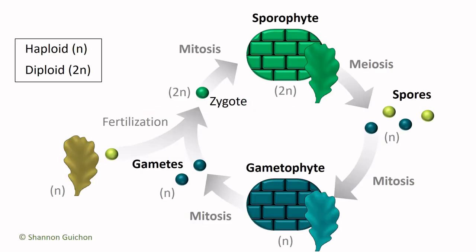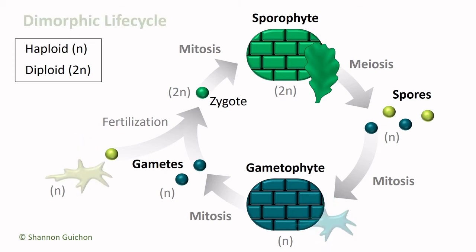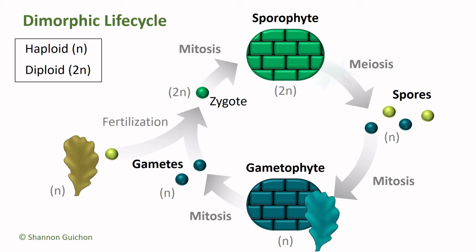Starting with ulva, we have an isomorphic life cycle. The gametophyte and the sporophyte look the same, but not all plants have this. In some cases, the gametophyte is highly reduced. This is a dimorphic life cycle, two different forms between the sporophyte and the gametophyte. In other cases, it is the sporophyte that is highly reduced instead.